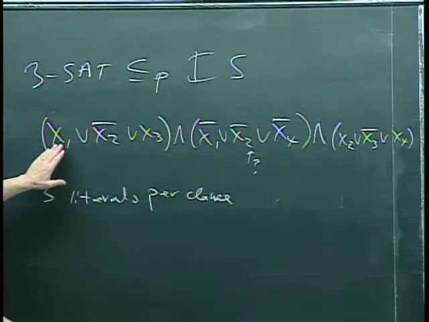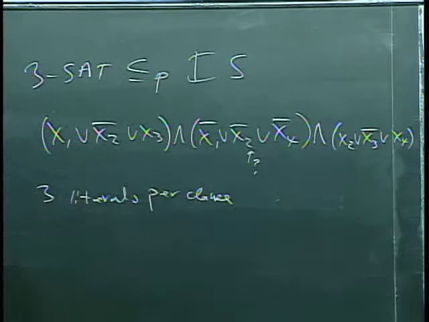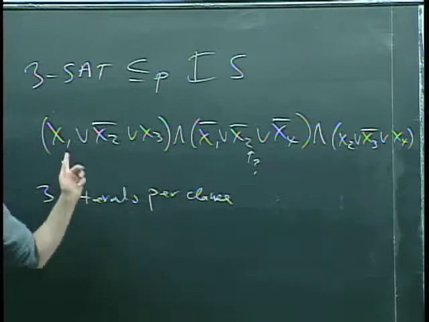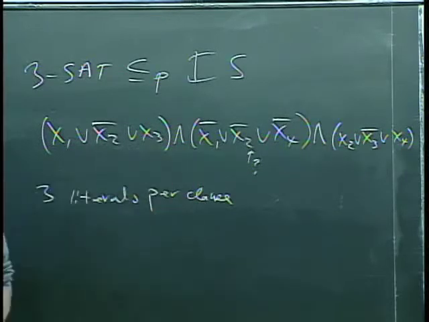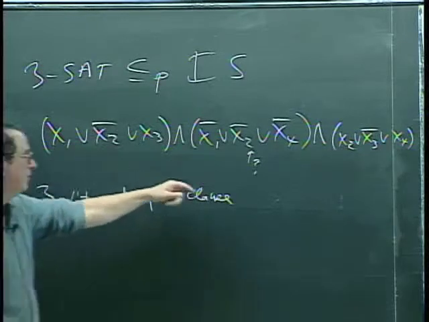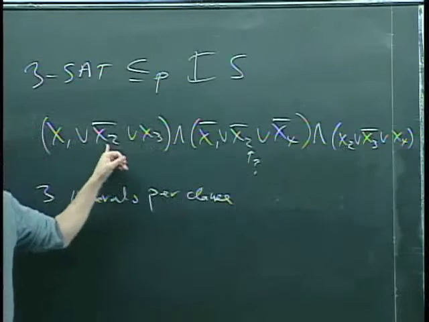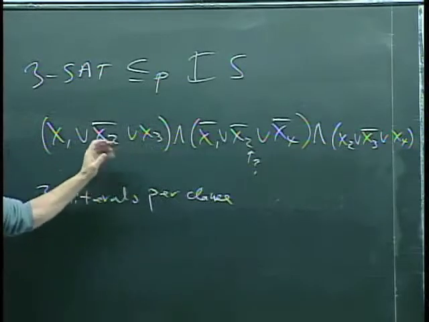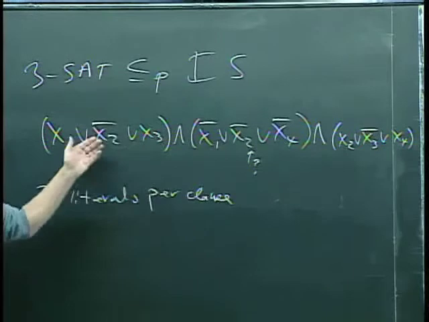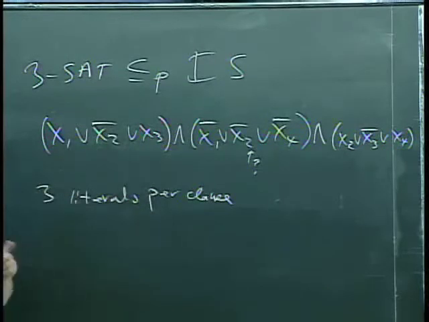The question is, can we assign true and false values to the variables to make this whole formula true? You assign the values to the variables, not to the literals, because if you make a variable, let's say x2, true, that automatically makes x2 bar false. So you can't assign true and false values to x2 and x2 bar independently. They're linked.